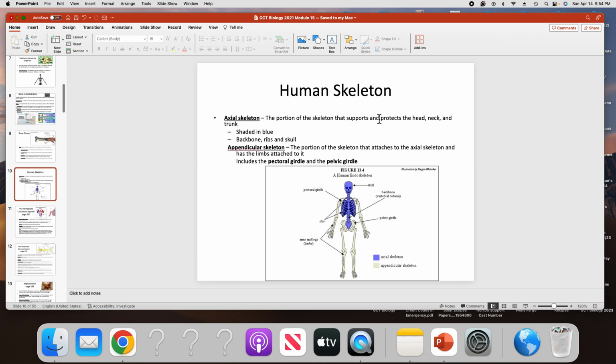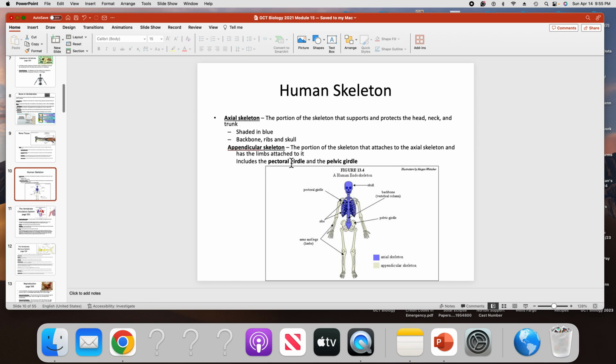When considering the human skeleton, it can be classified into two different parts. You have the axial skeleton, which here is represented in this bluish tint. It's the portion of the skeleton that supports and protects the head, neck, and trunk. And it also includes the backbone, the ribs, and the skull.